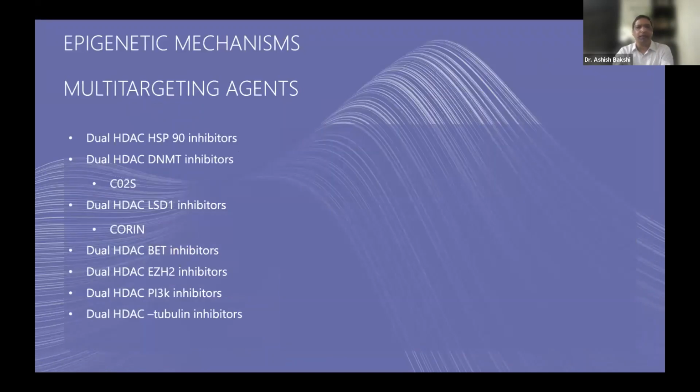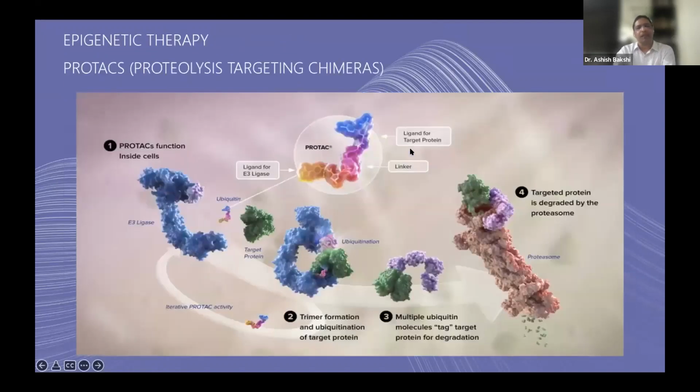Now, as I mentioned, combinations of these drugs are being developed, and with multiple small molecule kinase inhibitors, people are modifying the drugs so that a single drug will have dual inhibition of, say, HDAC with HSP90, HDAC with DNMT, HDAC with EZH2, and so on. So a lot of multi-targeting agents are currently being developed. We won't be going into the details of this for the paucity of time.